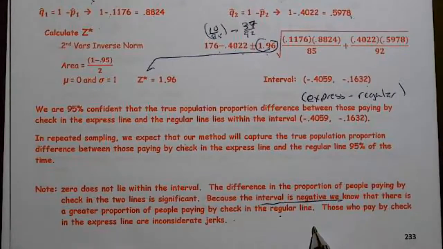By the way, just as a commentary, paying by check in the express line or using coupons, you're an inconsiderate jerk. Going through the express line, don't use checks, don't use coupons in the express line. You're welcome. That was a life tip. It was for free. Probably won't be on the AP exam, but it may help you out anyway.